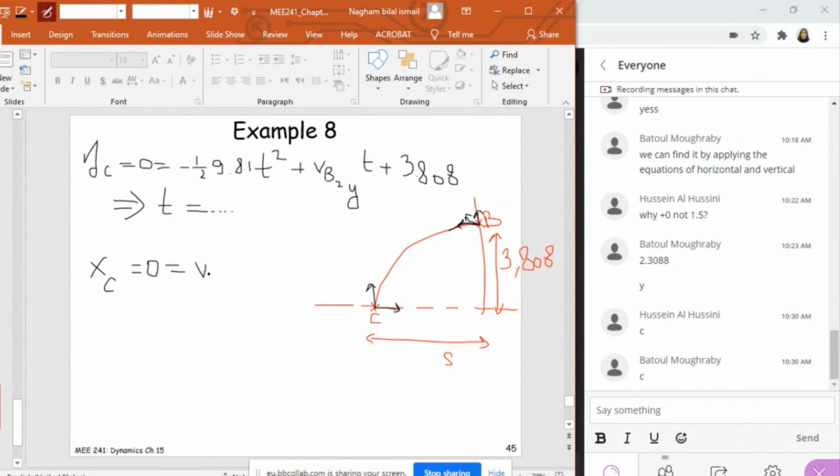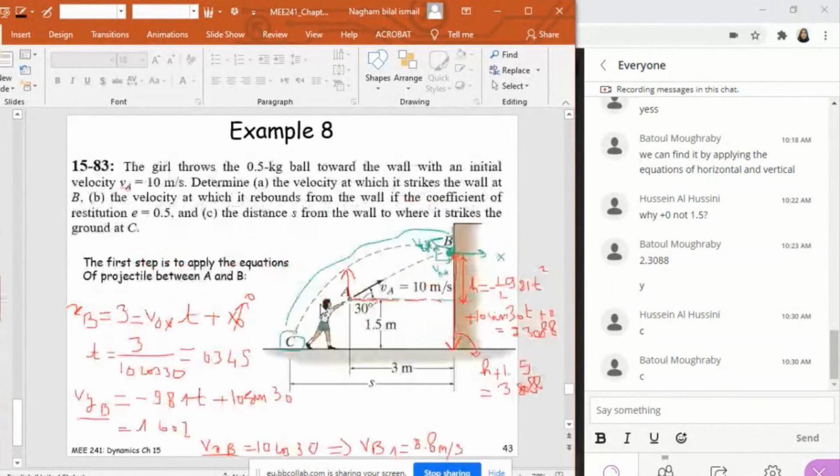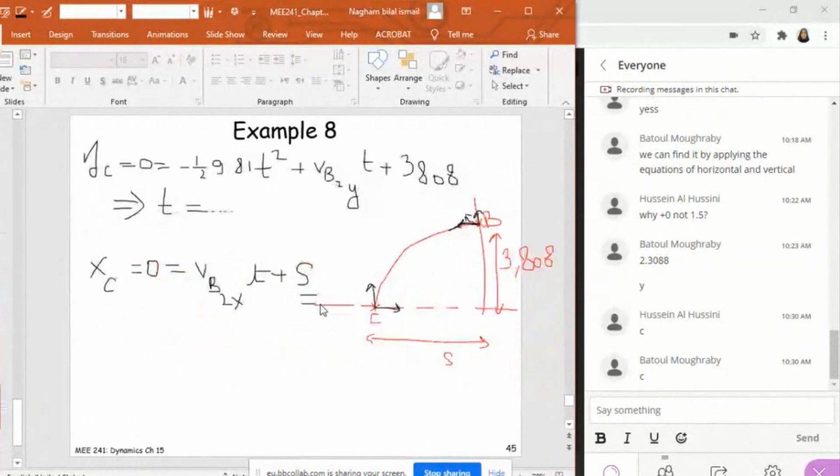And this will be equal to VB2XT plus X0, which is S. So I can find S. Right? So it depends. What is the direction of S? S is a distance, so you have to find the absolute value of S. All right, so let's put this as X0. So whenever you find X0, which is XV, then the absolute value of X0 will be S. Right? Because this will give you a negative value since VB2X is negative. Okay, guys?